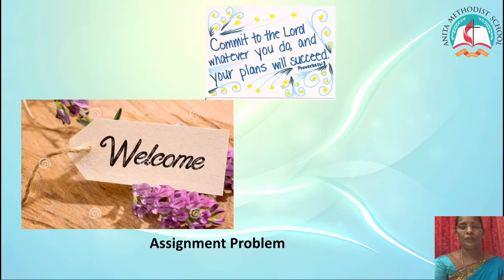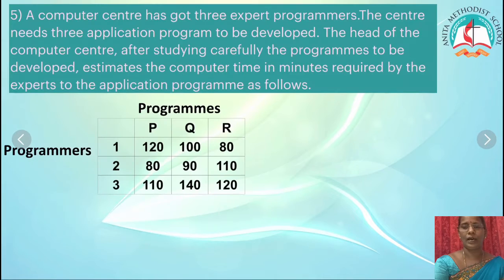Here we are going to assign a job to each person. Different jobs will be assigned to different persons in order to reduce the cost. I'll explain through an example. This is the fifth question in exercise 10.2. Here the programs and the programmers are given, and I am going to assign one program to each programmer.